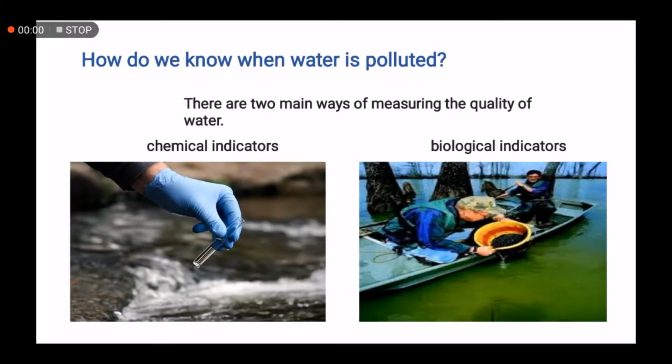Next is the biological indicators. If many different types of creatures can live in a river, the quality is likely to be very good. If the river supports no fish life at all, the quality is obviously much poorer. Measurements like these are called biological indicators.